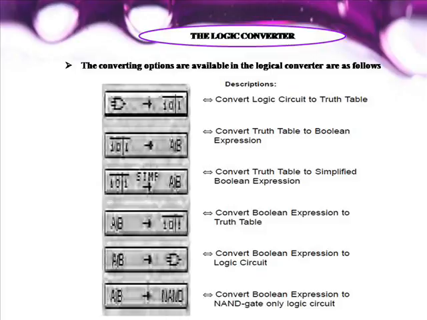Description: the first symbol converts a logic circuit to a truth table, the second converts a truth table to a Boolean expression, the third converts a truth table to a simplified Boolean expression, the fourth converts a Boolean expression to a truth table, the fifth converts a Boolean expression to a logic circuit, and the sixth converts a Boolean expression to a NAND gate only logic circuit.